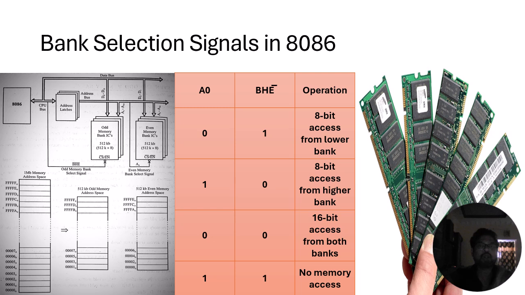The same concept extends to modern systems. A 16-bit processor has two banks, that is our 8086 has two banks. A 32-bit processor has 4 banks. A 64-bit processor has 8 banks. That is why a modern RAM module contains multiple memory chips working in parallel.